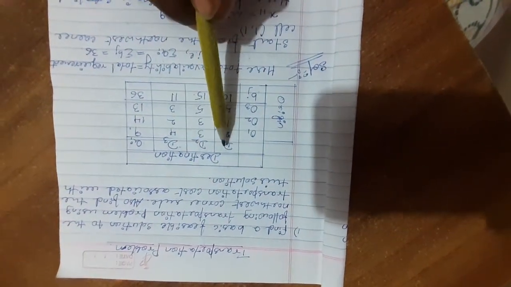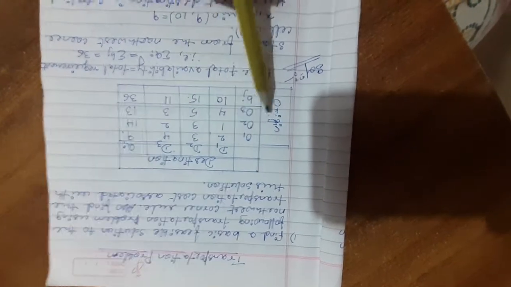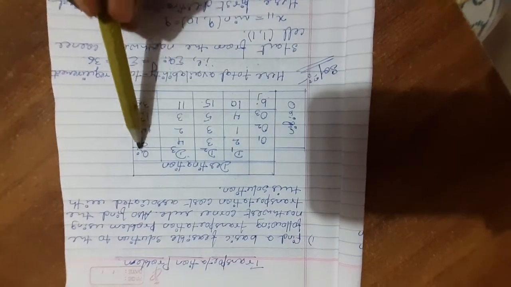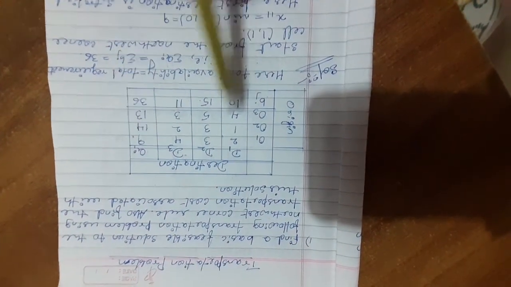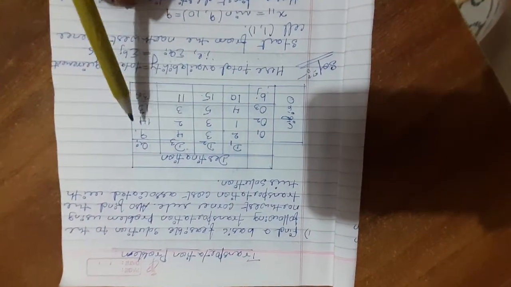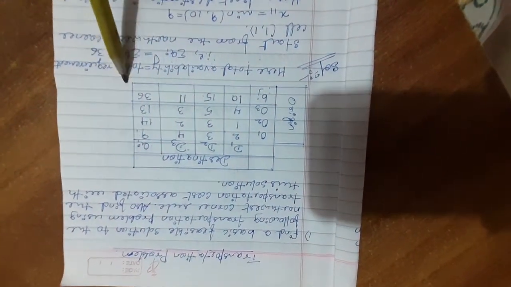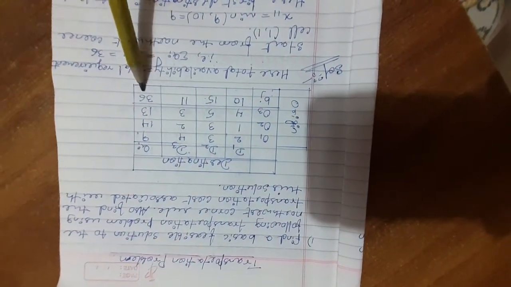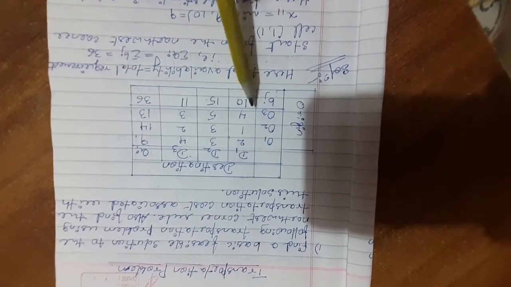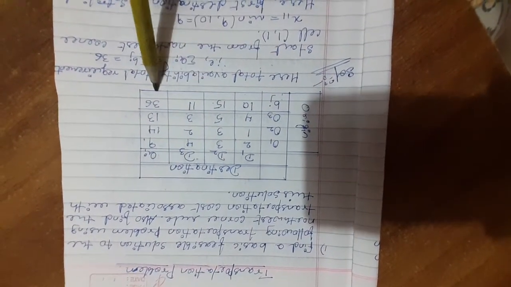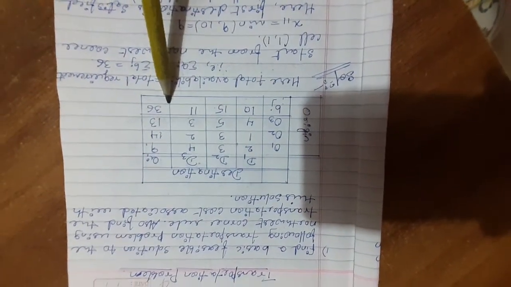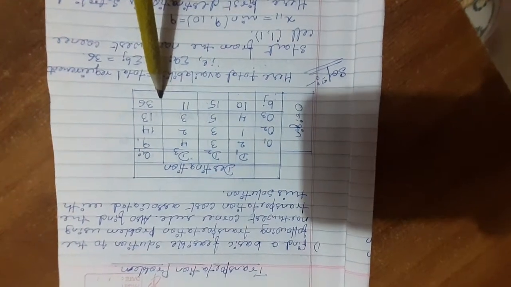Three destinations are given, D1, D2 and D3, and three origins, O1, O2, O3. Here AI stands for availability of goods and BJ stands for requirement of those goods. When you take the total of availability and requirement, you should get the same answer. That is 9 plus 14 plus 13 is 36, and 10 plus 15 plus 11 is 36. So summation AI equals summation BJ. Hence the given transportation problem is balanced.